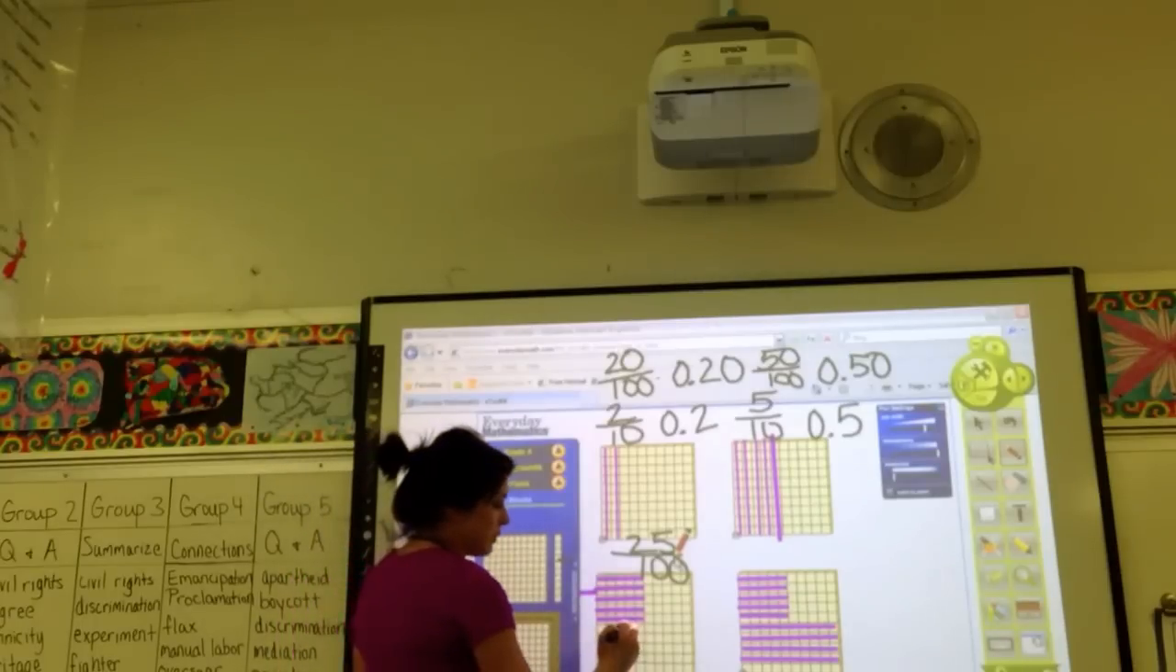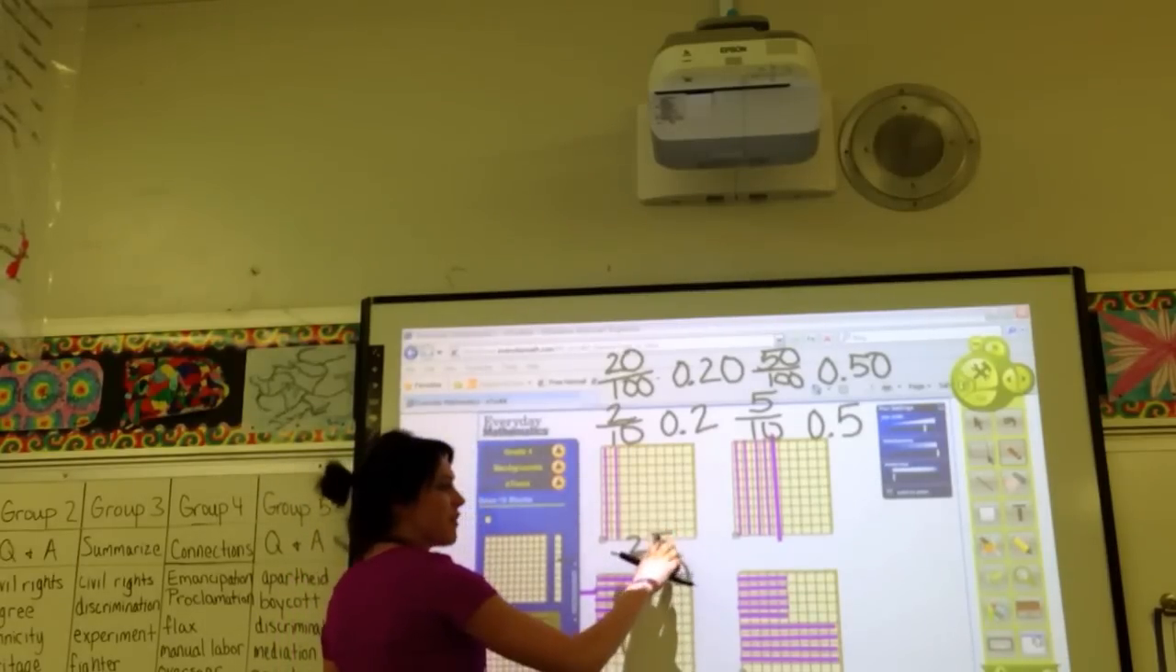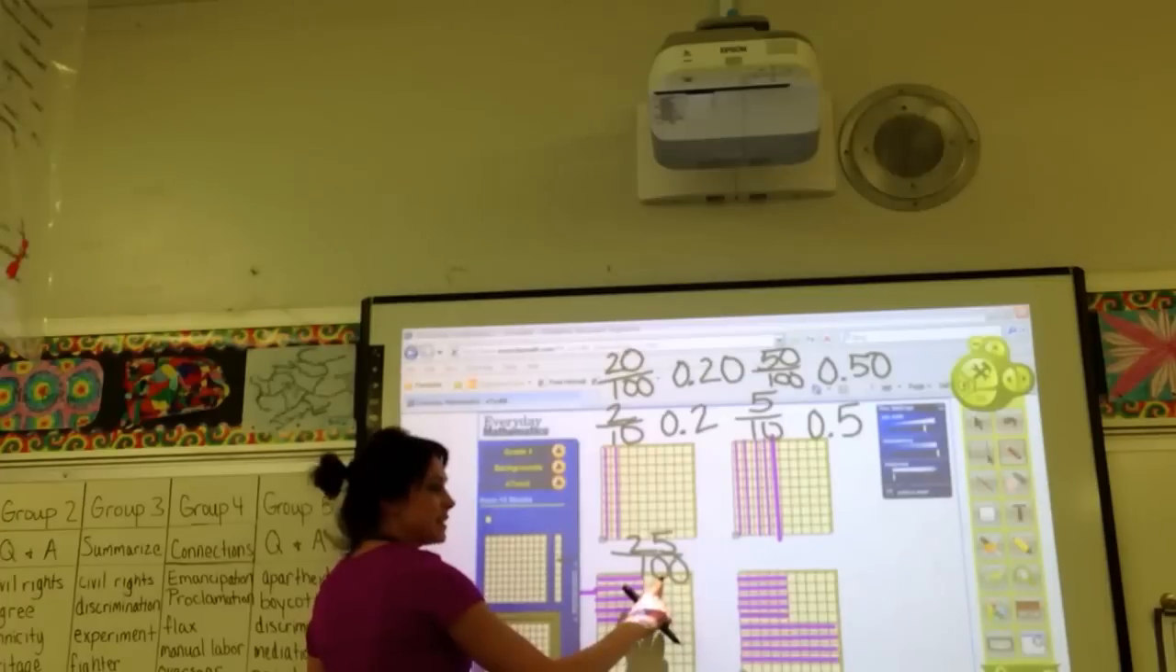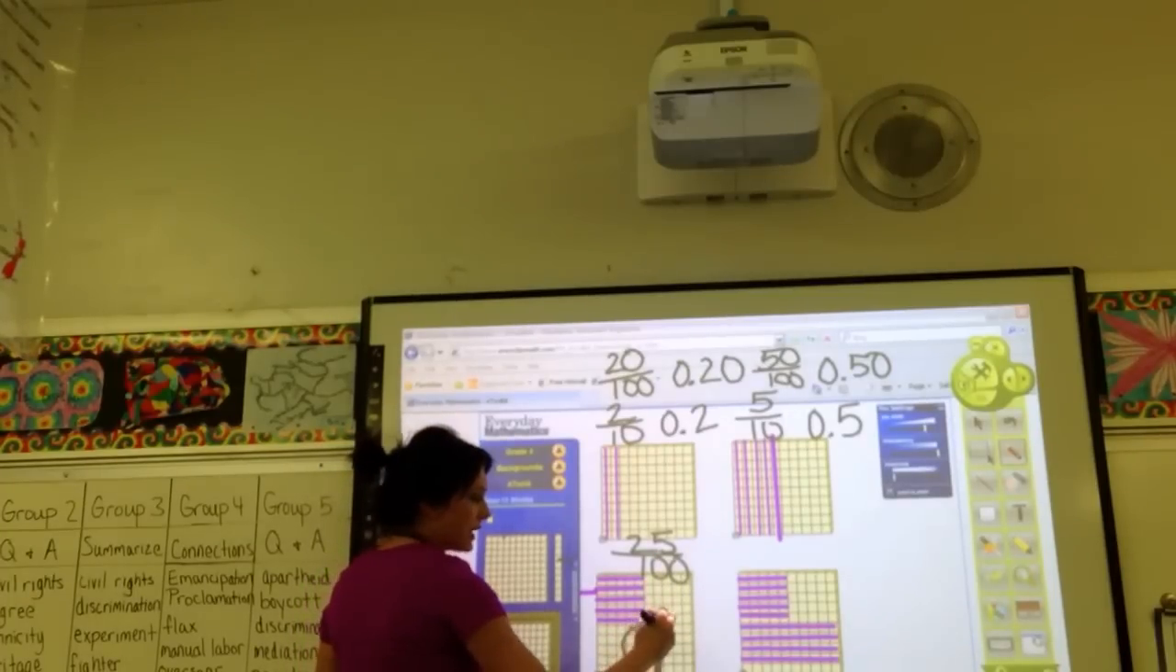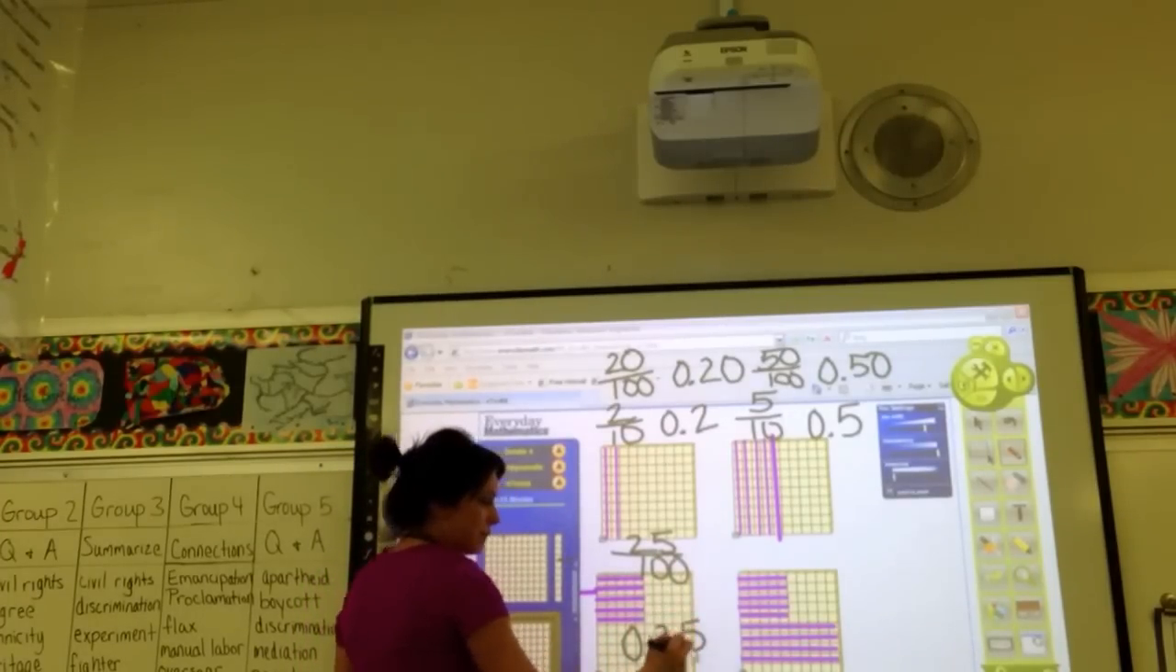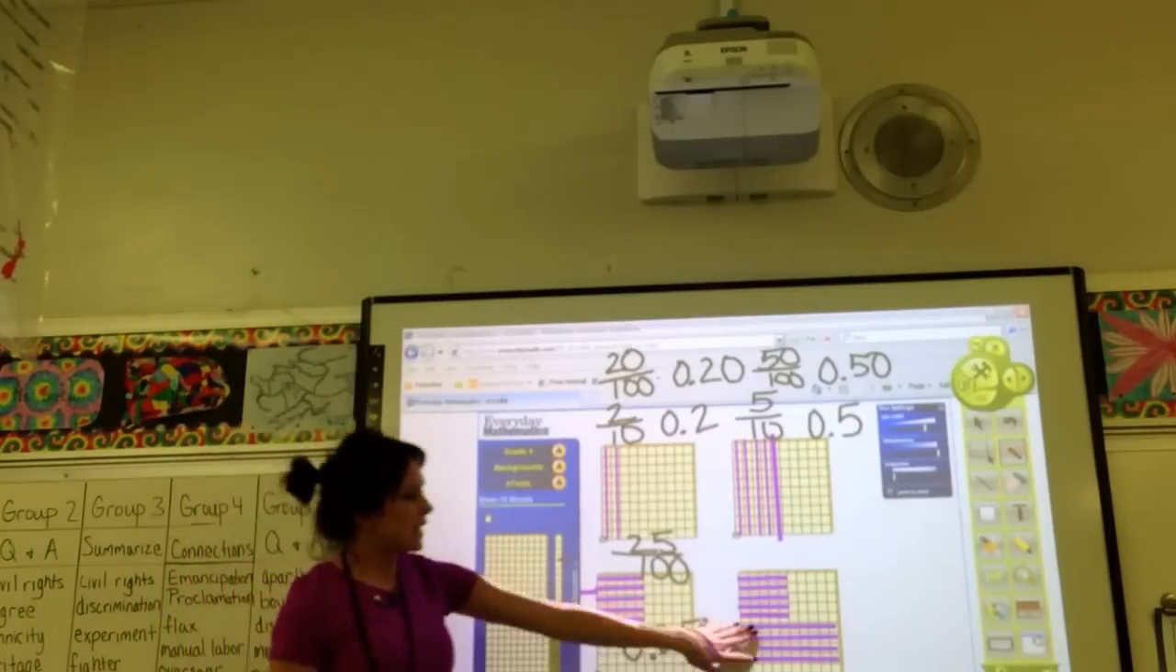To write that as a decimal, I would just make sure that the 5, the last digit, ends in the hundredths place. So it would be 0.25. Moving on to the next one.